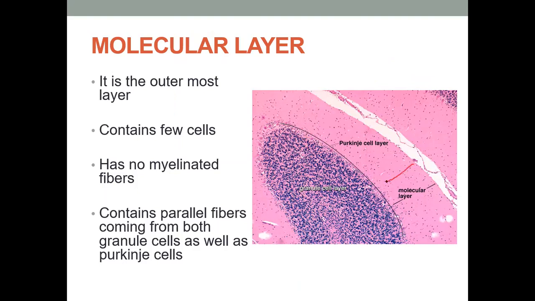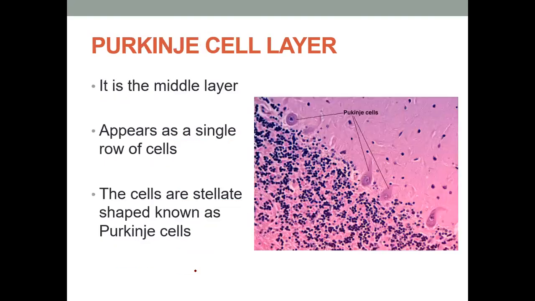You can clearly see the molecular layer. I'm mostly focusing on the molecular layer in this slide. It's the outermost layer, as I just told you, and contains very few cells, mostly basket cells. It has no myelination; there are no myelinated fibers there. It contains the parallel fibers that are coming from the granular cells as well as the Purkinje cells.